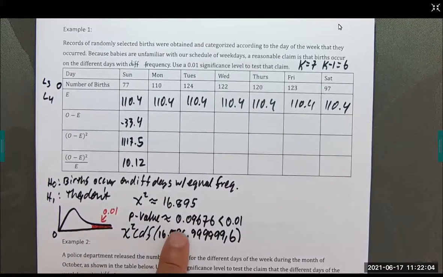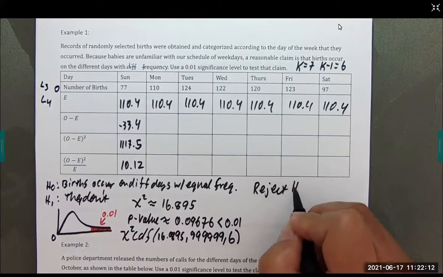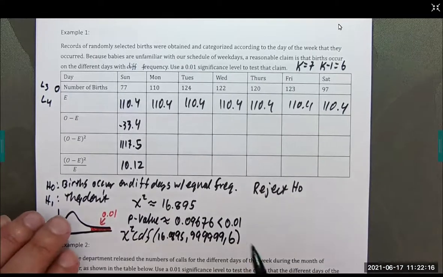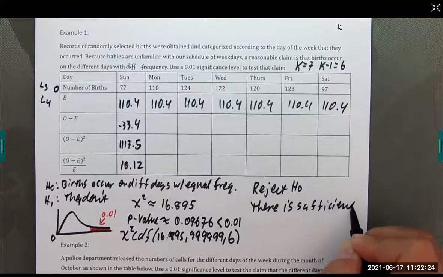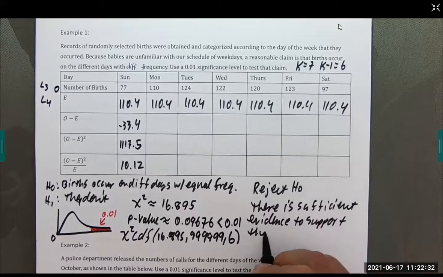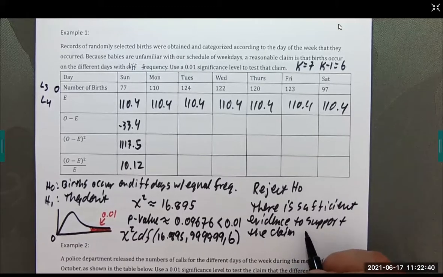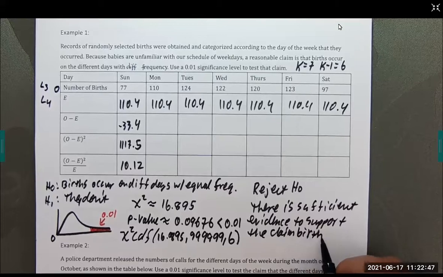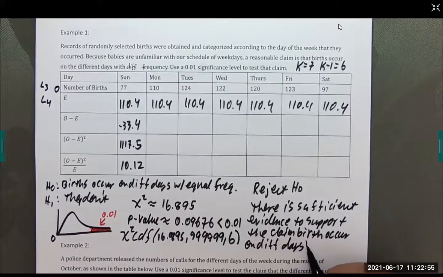Well, since our p-value is less than our alpha, we are going to reject the null hypothesis. So there is sufficient evidence to support the claim that, and I'm running out of room here, that births occur on different days with the same frequency. We have it.